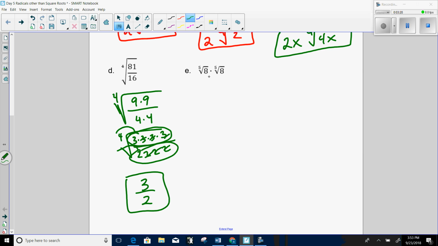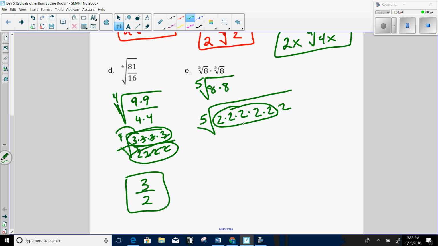Then if I have the fifth root of 8 and the fifth root of 8, well, you can break 8 down. It's 2 times 2 times 2. There's only 3 of them. This one, there's 3 of them. But it's multiplication, so you can write it as the fifth root of 8 times 8, which becomes the fifth root of 2 times 2 times 2 times 2 times 2 times 2. So there's an 8, there's an 8. I need 5 of those. 1 jumps out, 4 get crossed off, so it becomes 2, the fifth root of 2. And that would be your final answer.